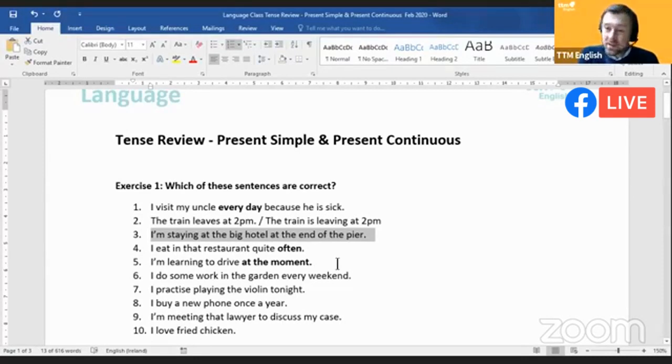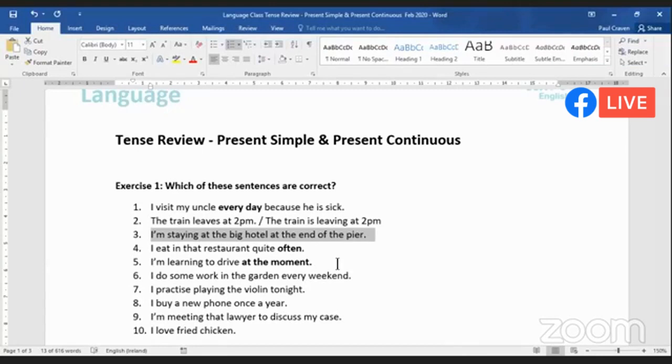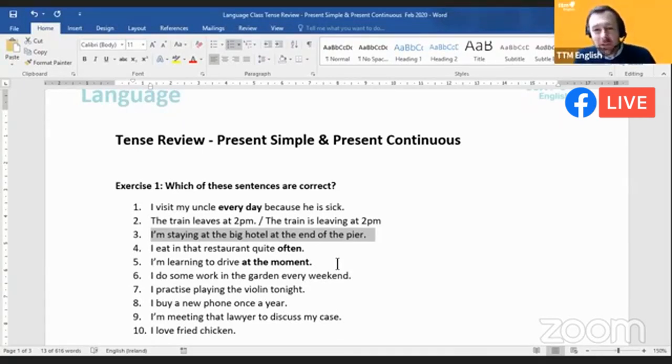But at the moment can also be very specific. I could say, are you eating something at the moment? No, I don't mean generally in your life. I know that yesterday you had something to eat, I know that tomorrow you will, I know today you will. But I'm not asking generally. I'm asking at the moment, is there food in your mouth now? So at the moment can be specific about this moment, or it can be general about your life at the moment.